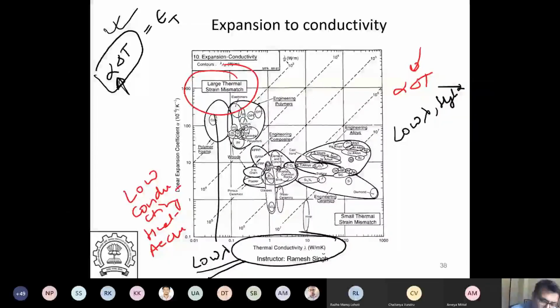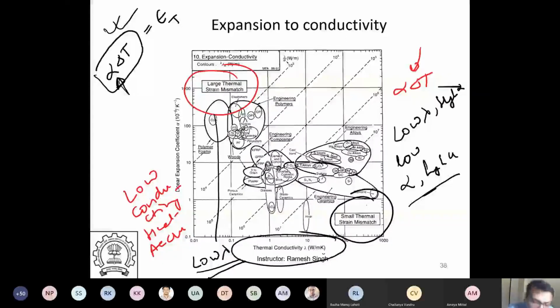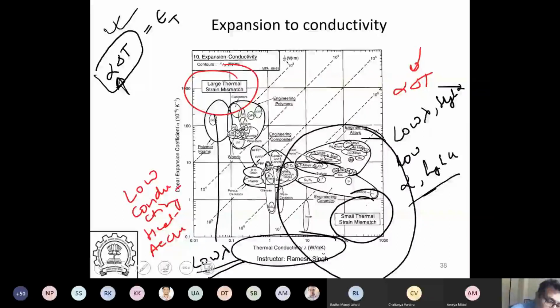But if I use low alpha and high K, I will have a small thermal mismatch. So I want to be here. This is my operating regime if I want thermal stability in my system. I will use low alpha, and I will also use high lambda, high thermal conductivity or high diffusivity. Make sense? So this will be an expansion of the thermal conductivity concept. Okay.